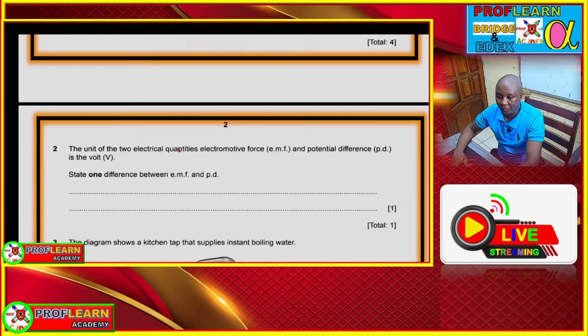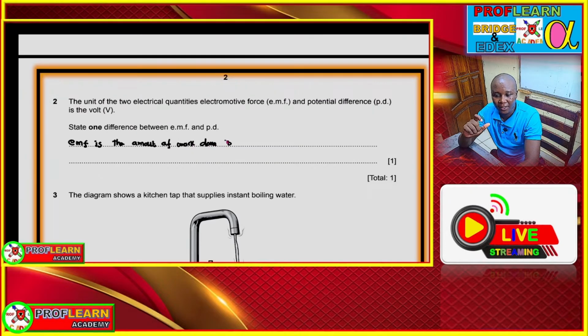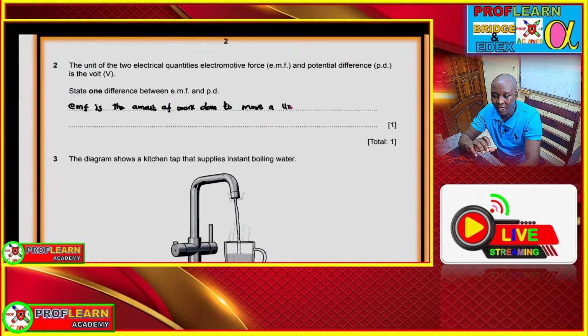Moving to another type of question here, you may be asked to define the EMF and the potential difference. You need to understand the difference between the two. EMF is the amount of work done to move a unit charge around a complete circuit, but potential difference is the amount of work done to move a unit charge between 2 points in a circuit or across a component. So in this, you have to know the difference, and we're going to give our difference in terms of the definitions of each of the two.